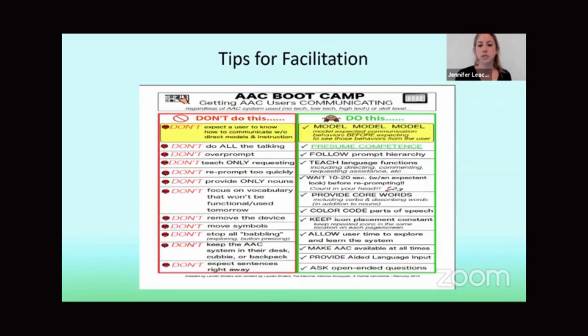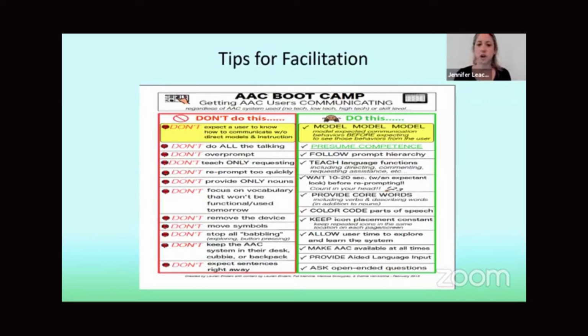You want to allow the user time to explore and learn the system. You want to make AAC available at all times, provide aided language input, which is those models, and ask open-ended questions. You don't want to ask yes or no questions, because they could just gesture yes or no. You want to ask an open-ended question that would require them to actually use the core board or the device to get their needs met.